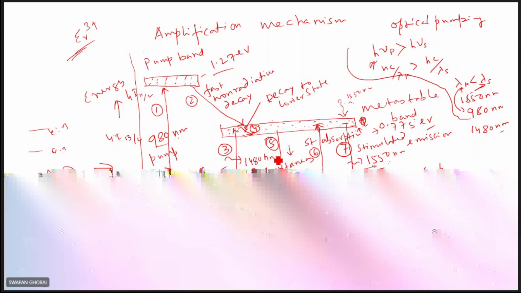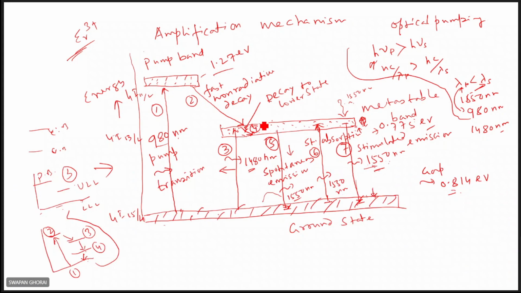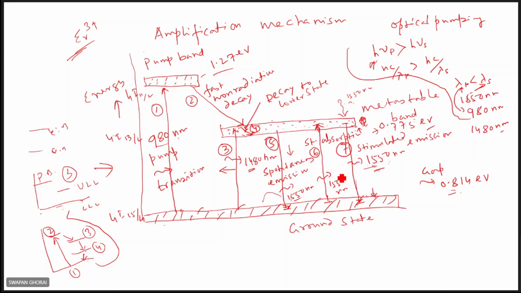So the different transitions are there. The pump transition, then a fast decay with a short decay time, that is the fourth transition. For the third transition, if 980 is not used, then 1480 directly can excite this one. Next, there will be spontaneous transitions, and there can be stimulated transitions. Also, there can be stimulated absorptions, right, at these wavelengths. So this is the amplification mechanism for EDFA.